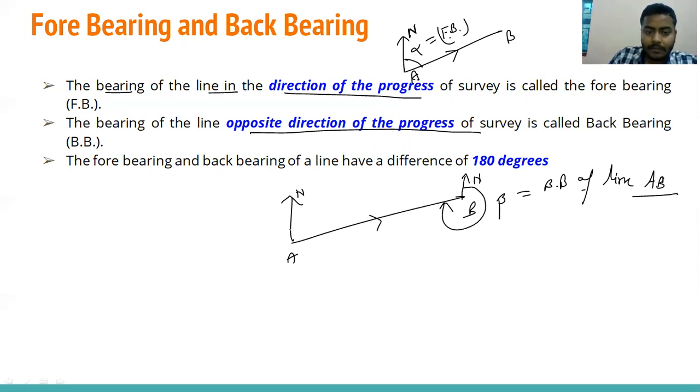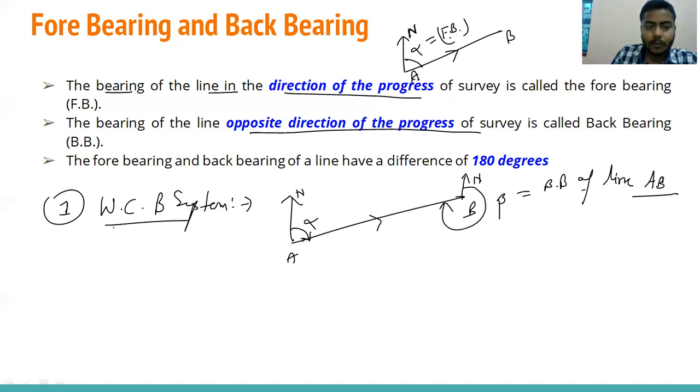Are you getting the point? And this angle was alpha. You're taking the clockwise direction. So this is called alpha. We are discussing in the WCB system. If the bearings are given in the WCB system, how can we calculate fore bearing and back bearing, what are the differences, and how can we change fore bearing to back bearing, like that.